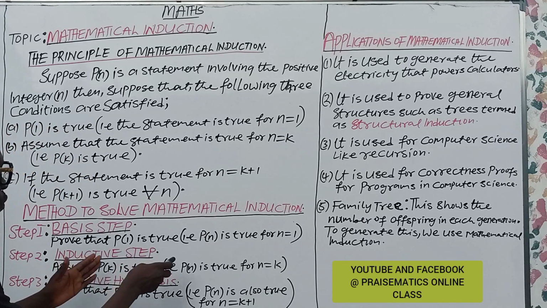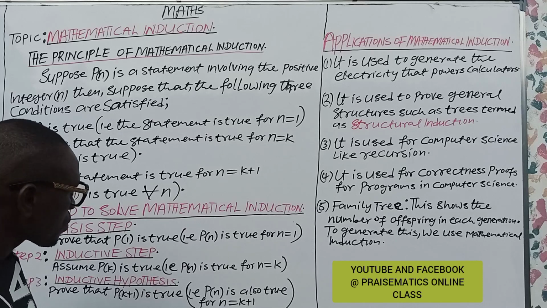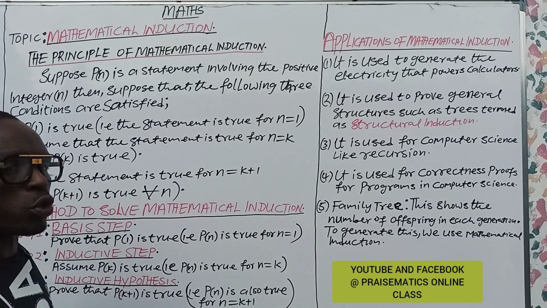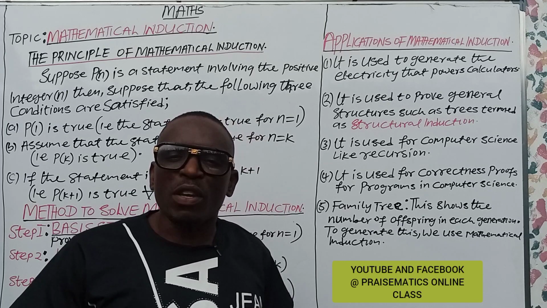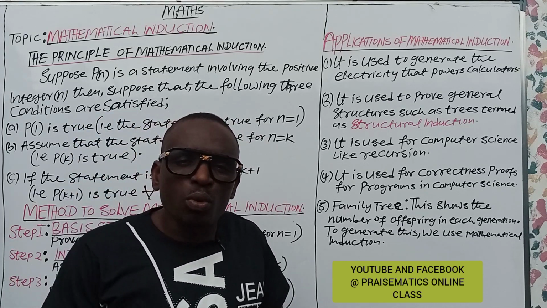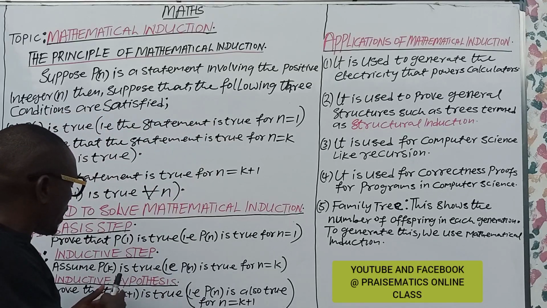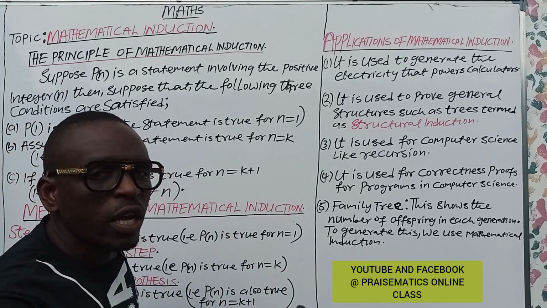Now, if P of k is true, you go to what we call the inductive hypothesis. That is where you test for P of k plus 1. If P of k plus 1 is true, that is, the statement for n equals k plus 1 is also true. So you need to check whether the statement is true whenever n is equal to k plus 1.